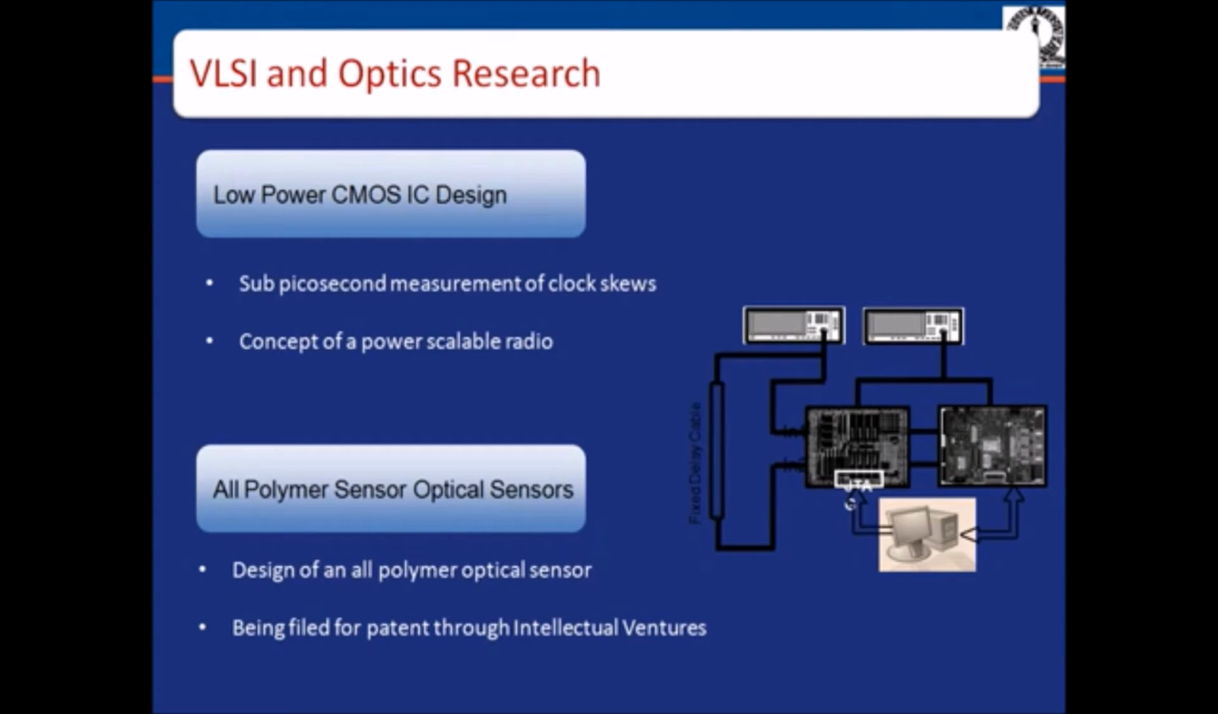VLSI also is a strong area of interest in this department, where you can build digital VLSI circuits and analog VLSI RF chips, where you can build sensors and low power. All of you must be familiar that we need to develop low power technologies so that our batteries last longer on our smartphones, and we can do much more than what we are doing right now.